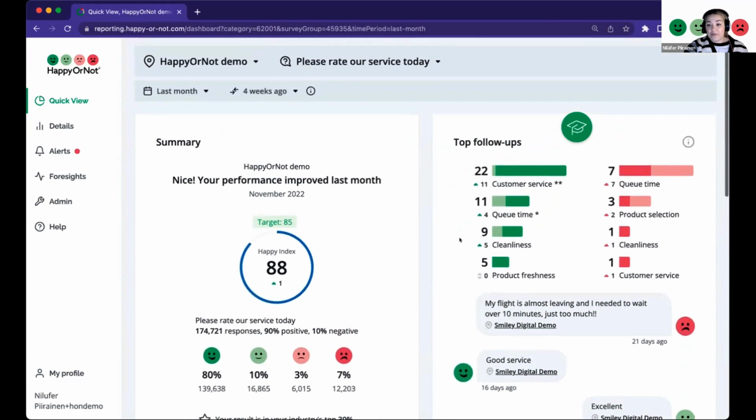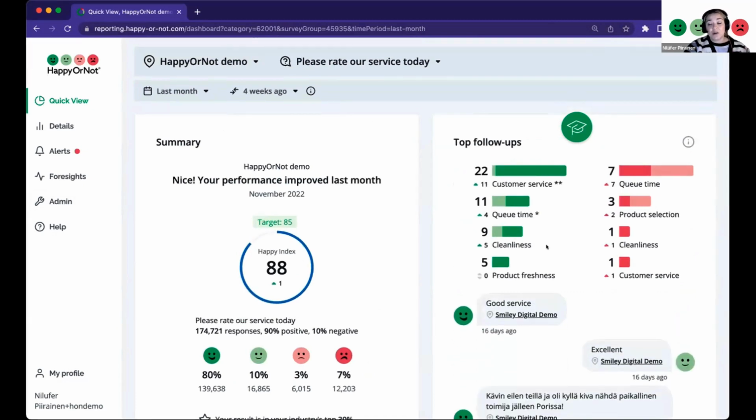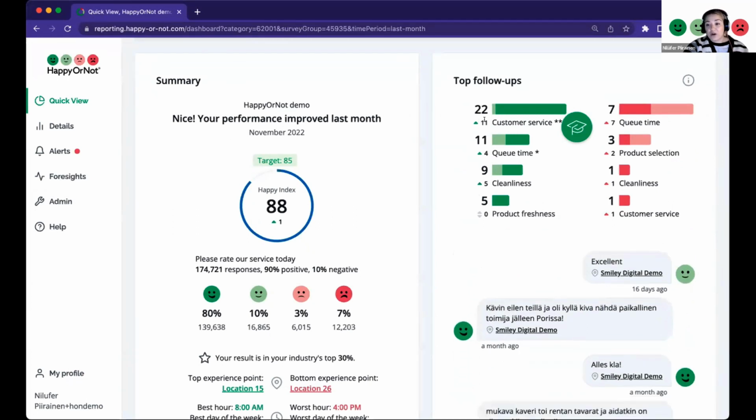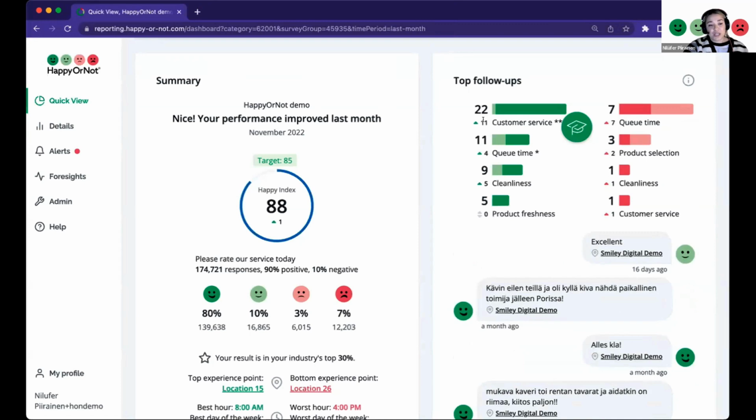Then we have the top follow-ups widget, which shows the number of top highlights and pain points over the chosen time period. And you can also see a list of open comments or open feedback that has been given during the selected time period. The small arrow here and also the number show the change from the previous time period.